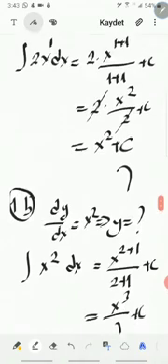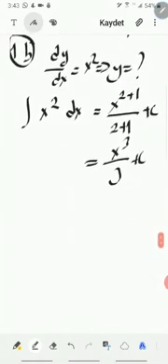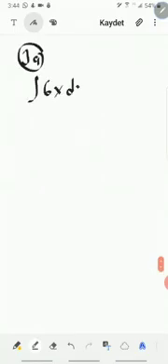Okay, let's have a look at the questions together. In the first question, 2x, we have x to the power 2 plus c. In this question, we have x cubed over 3. Okay, let's go. In 3a, we have 6x dx.